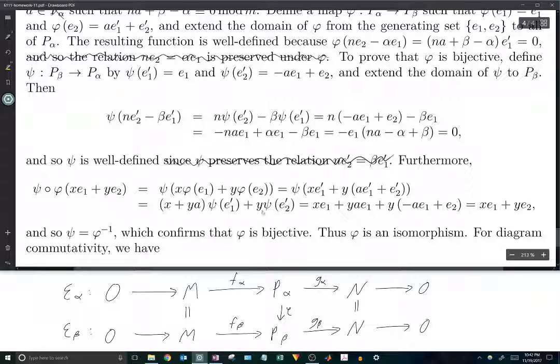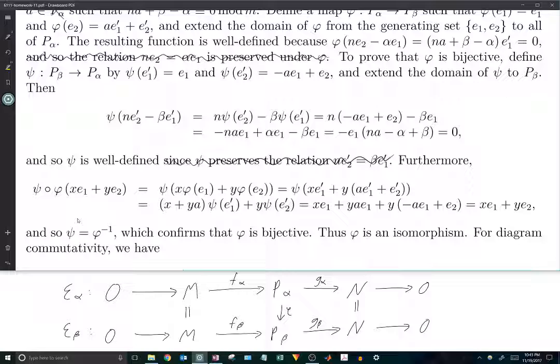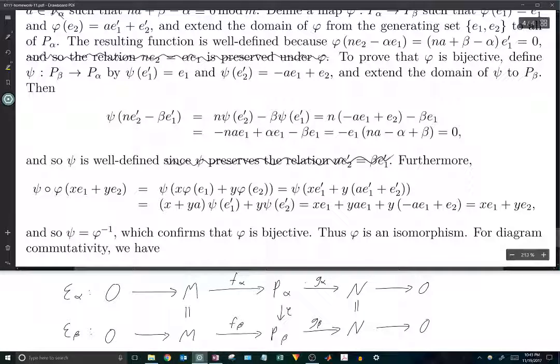Now if you multiply this out, this becomes e1, and then this becomes this, and then the yae1 will cancel with the minus yae1, so all we have left is xe1 plus ye2, and that's what we started with. So psi is the inverse of phi, so phi is bijective, therefore phi is an isomorphism. Okay, so phi is an isomorphism, that's good.